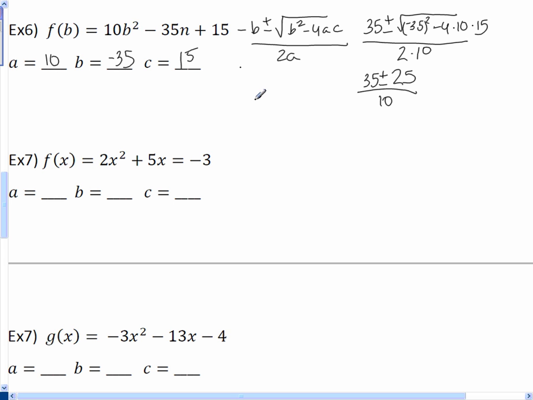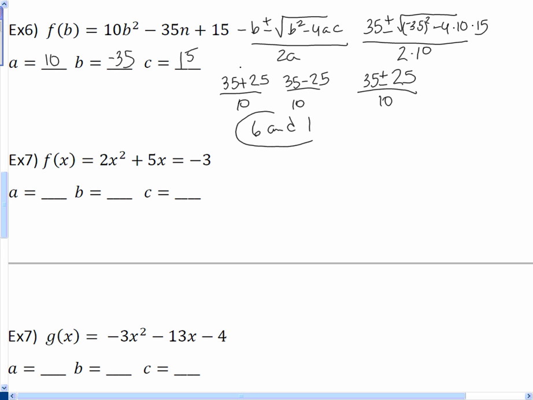So what do I do now? I break it off into two problems, first with the plus and then with the minus. So I get 35 plus 25 over 10, and 35 minus 25 over 10. Well, 35 plus 25 is 60, over 10 is 6, so one of my answers is 6. And 35 minus 25 is 10, and 10 divided by 10 is 1. So my two answers are 6 and 1.